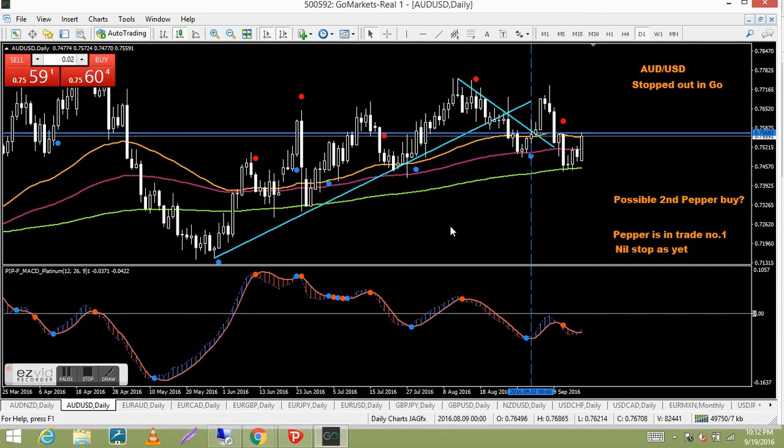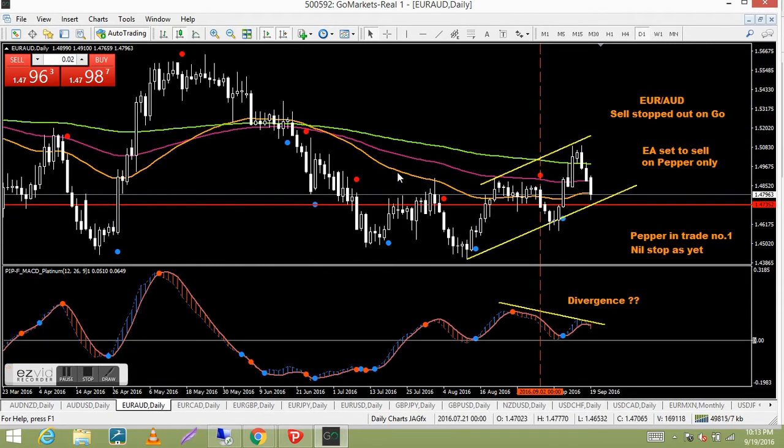Right, go to the Aussie, the Australian dollar. I took a buy on this on both accounts, and the Go Markets account was stopped out. Now you can see prices bounced up to the 240 LMA. It's now heading back up to my entry point. So there is a chance that if you get a blue dot here, that'll be a second trade on the Pepper. I haven't set up an EA yet, but I've made a note of it. So when I get up in the morning and see it, I'll take that one.